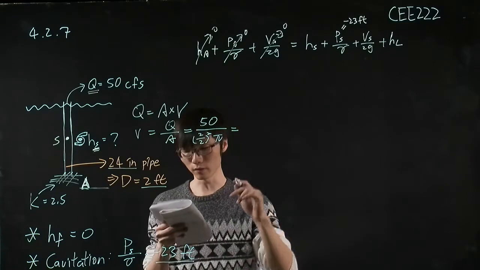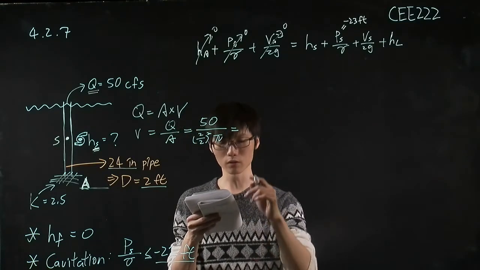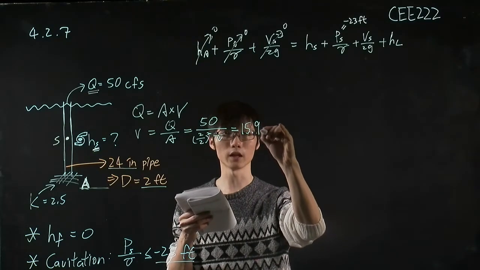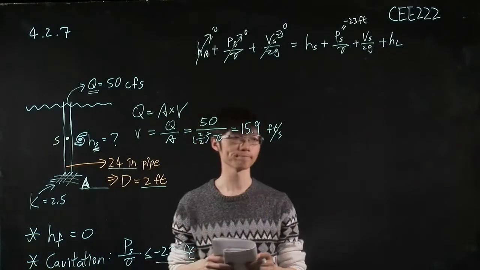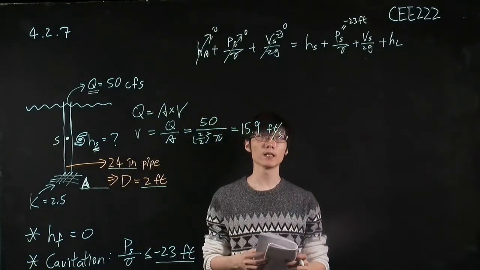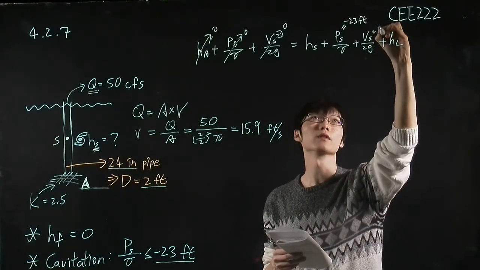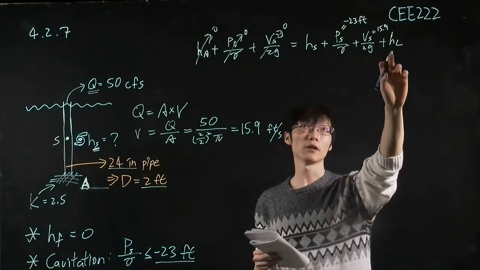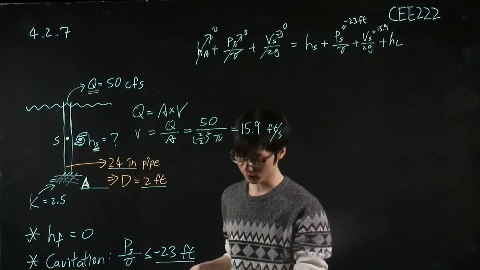So we know the velocity will equal 15.9 feet per second. Okay, so we know this term. This V is equal to 15.9. What about the head loss? Okay, let's calculate the head loss.